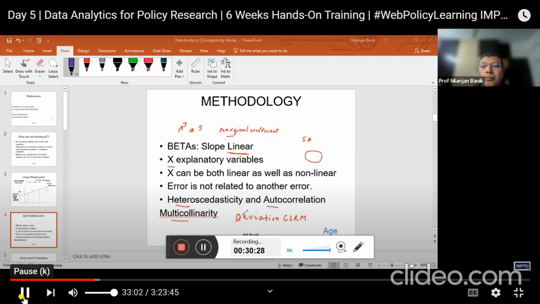And then we are going to end this lecture series by telling you how to check whether the data are suffering from heteroscedasticity, autocorrelation, and multicollinearity. Okay, so that is what we are going to do. And now let's see in the next slide.